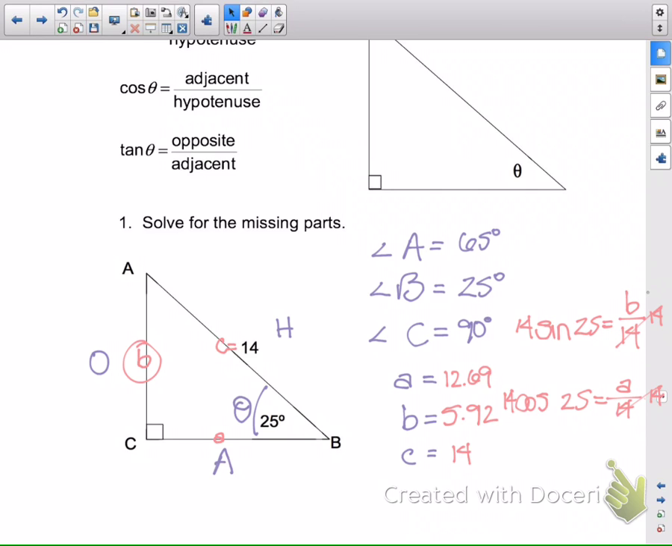Any issues with the basic solving? Is this familiar to us from physics? Yes. Yes? Familiar from geometry. Oh, okay. So some people are familiar, some people not. Am I going too slow?